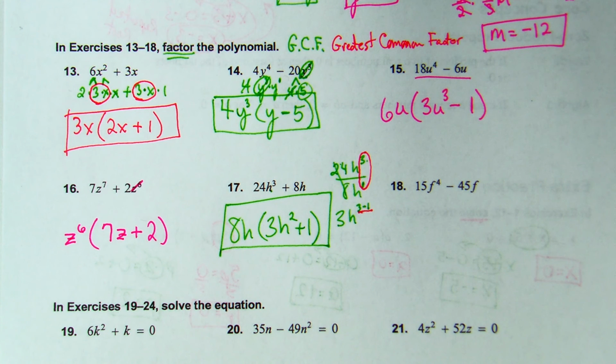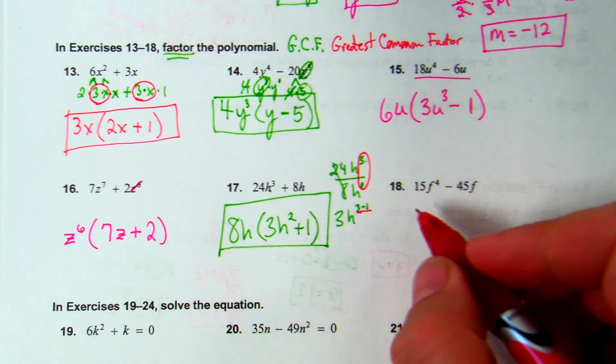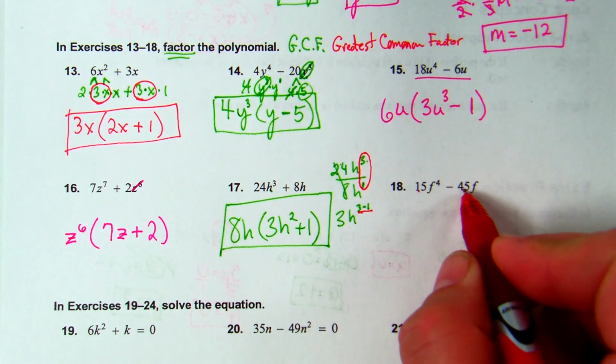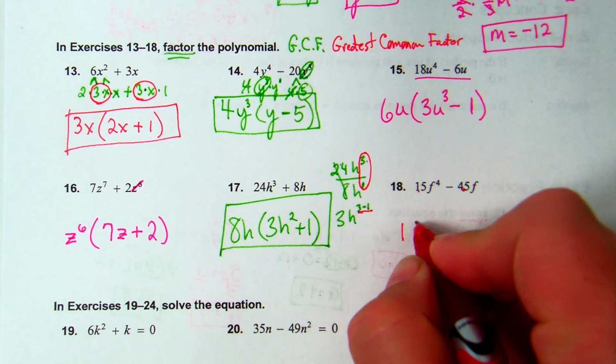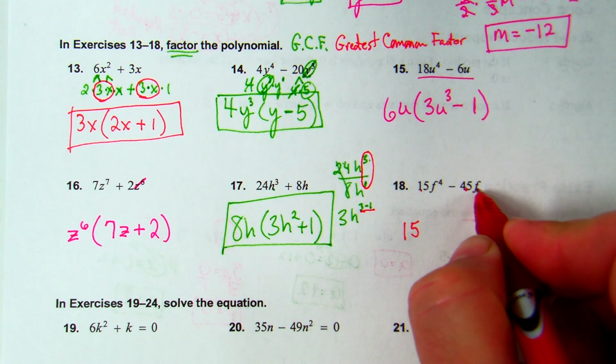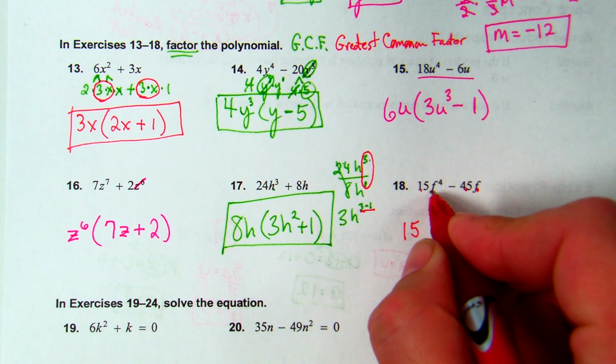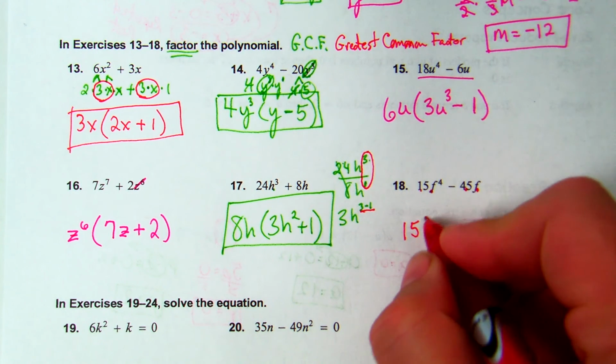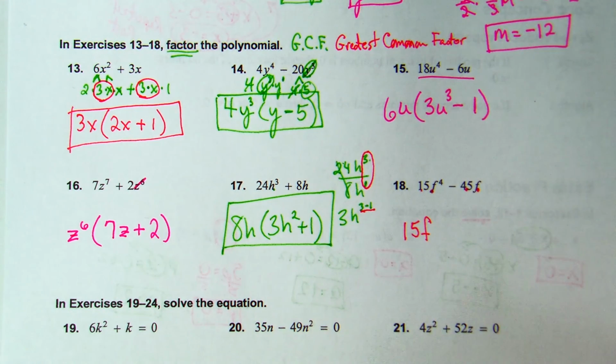Okay, we'll skip number 18. It's much the same way. We could do it really fast. 15 goes into 45 3 times, so I know I can pull a 15 out. There's only one f here, so I can only pull one f out of this. So I'm going to have 15f as my greatest common factor.